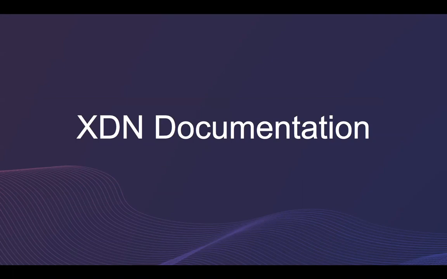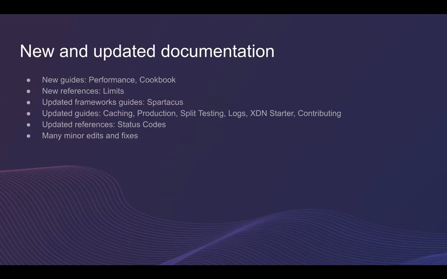Regarding XDN documentation, we have updated a lot of guides: caching, production, split testing, etc. And we added two new guides, performance and cookbook. The performance guide currently talks about the new performance API, the timing API, and the request collapsing improvements.